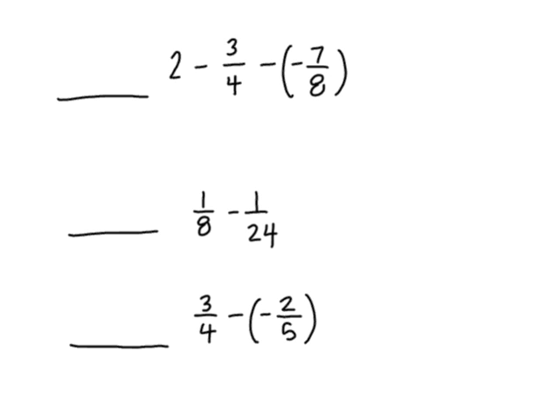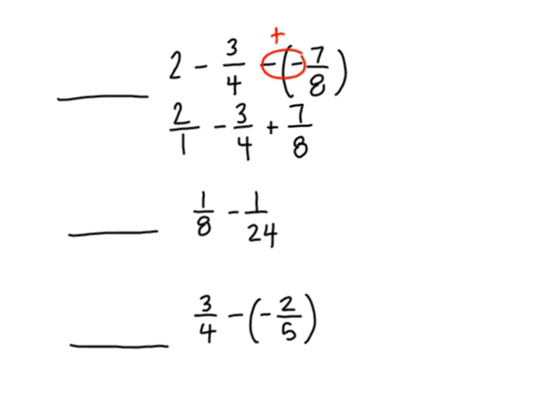3 left. The top one is the worst one. The first thing I notice about the top problem, which says 2 minus 3/4 minus a negative 7/8, is that the 2 is a whole number. So my first order of business is to actually turn it into a fraction, which makes that a 2 over 1. Then I have a 3 over 4. Remember my rule, 2 negatives make a positive. So this is going to be a positive 7 over 8. 2 over 1 minus 3 over 4 plus 7 over 8.